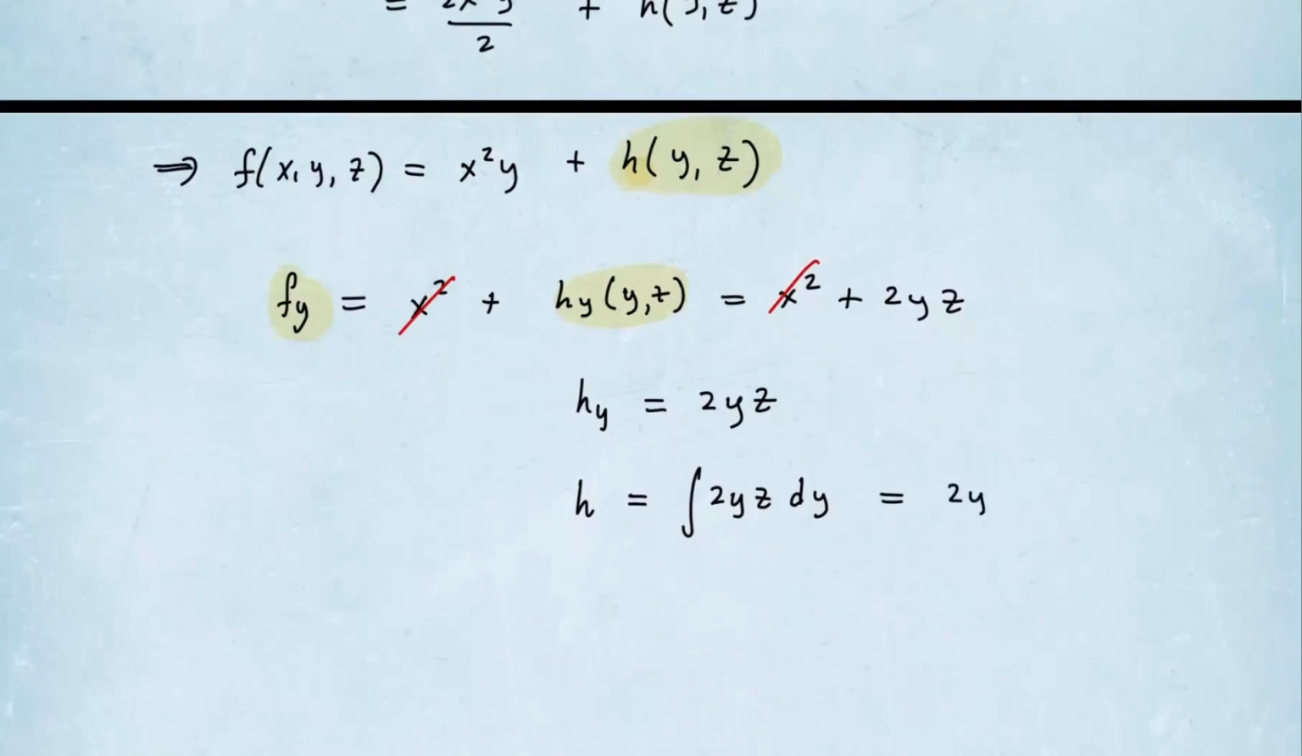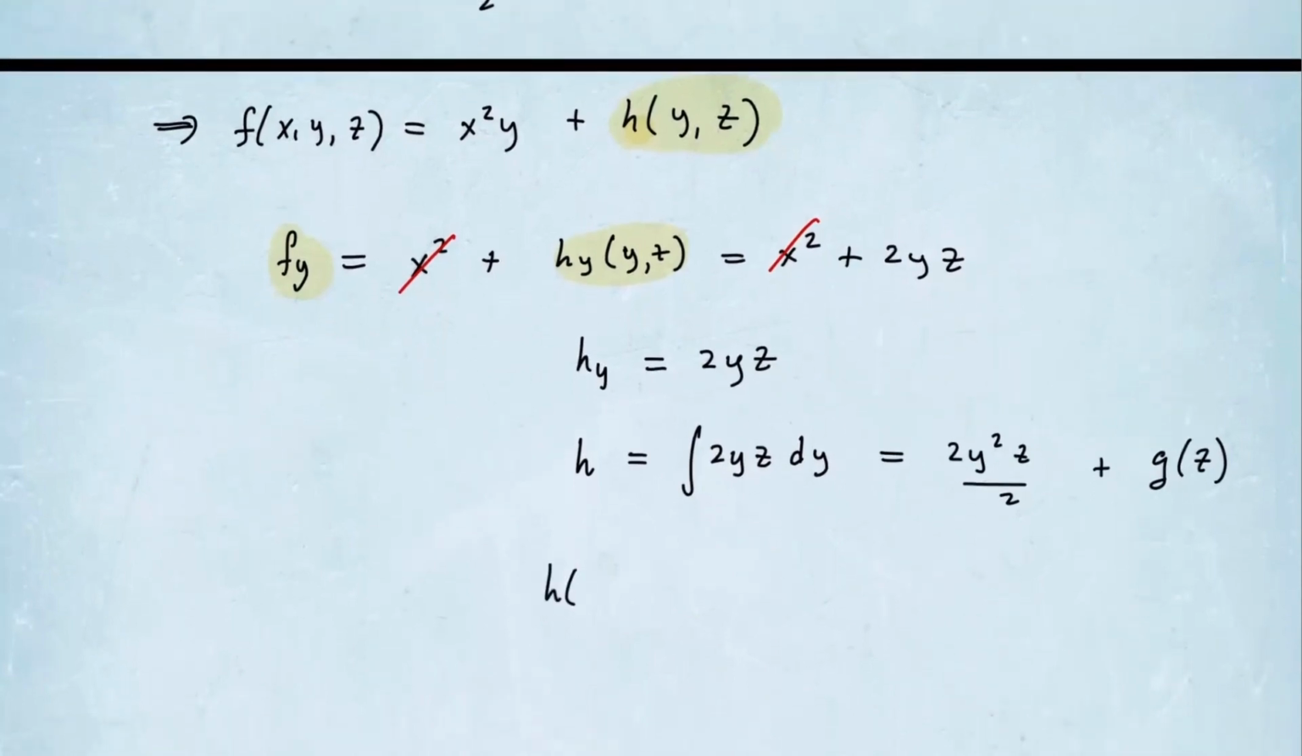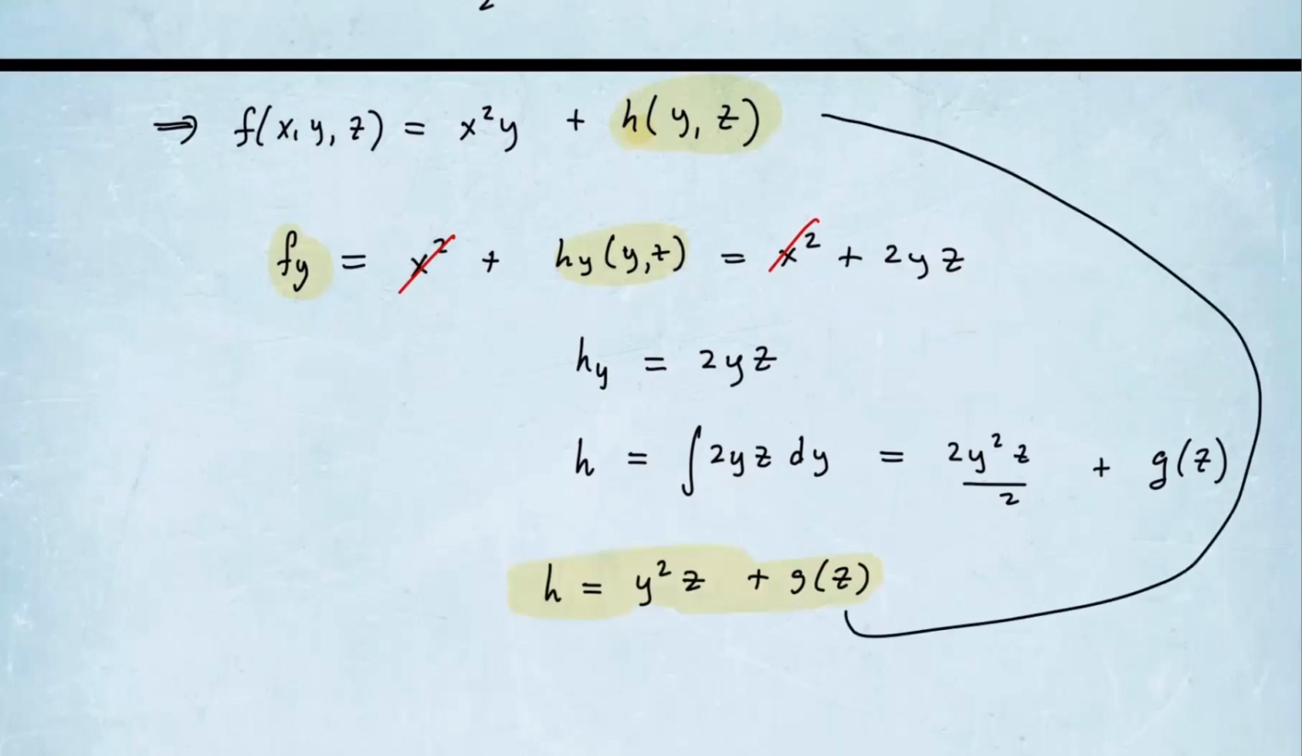So this is going to be 2y squared z over 2 plus, now since I haven't used up the variable z, I'm going to put in a function of z as my constant. So then this will give me my function h of y z. This is equal to just y squared z plus g of z. Now this is what I'm going to replace right up there with f. So this is what I'm going to replace back in here.